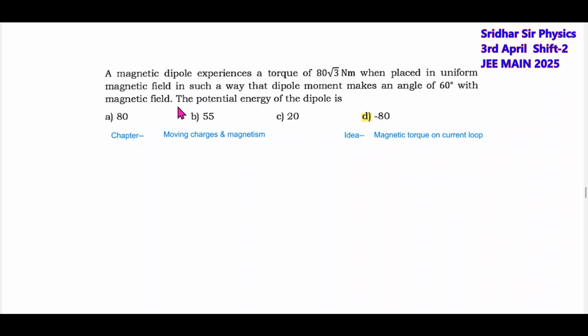Okay, this question belongs to the chapter moving charges and magnetism, on magnetic torque on a current loop. A magnetic dipole experiences a torque of 80 root 3 joule when placed in a uniform magnetic field in such a way that the dipole moment makes an angle of 60 degree with the field. The potential energy of the dipole is asked.